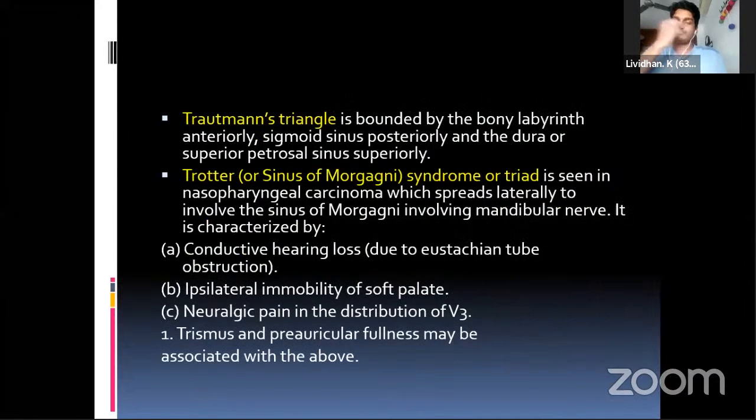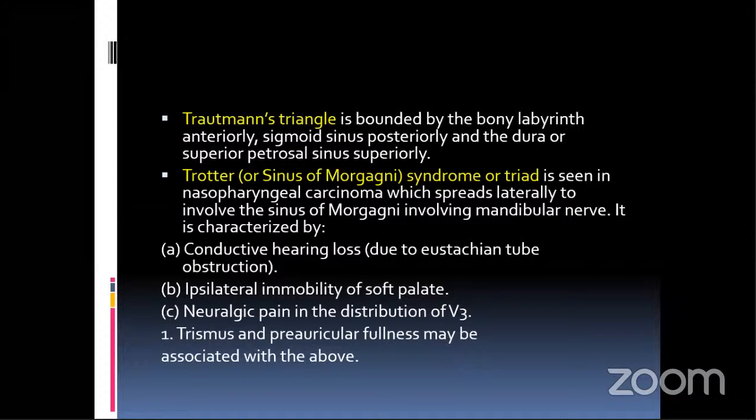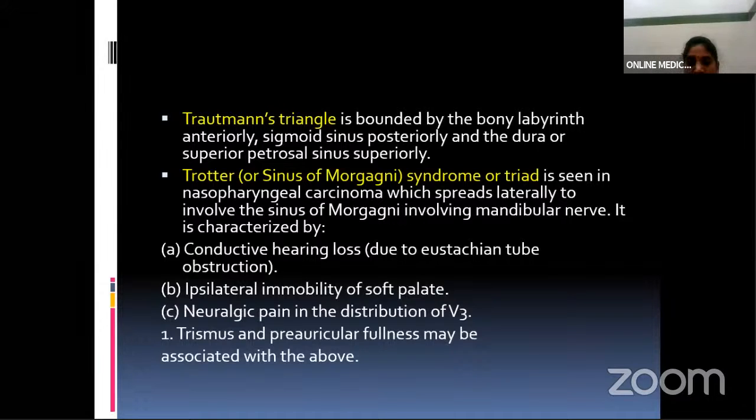Okay. The boundaries of Trotter's triangle are important. It is bounded anteriorly by the labyrinth, posteriorly by the sigmoid sinus, and superiorly by the petrosal sinus. This triangle is important in endolymphatic sac decompression. It is a very important triangle present in the petrous bone, to identify the semicircular canal.